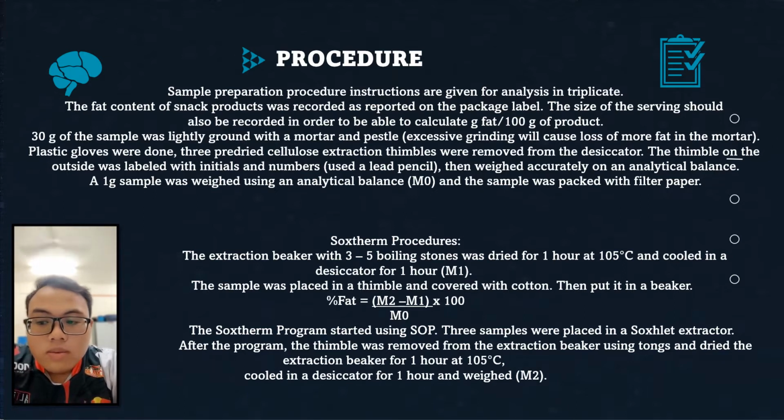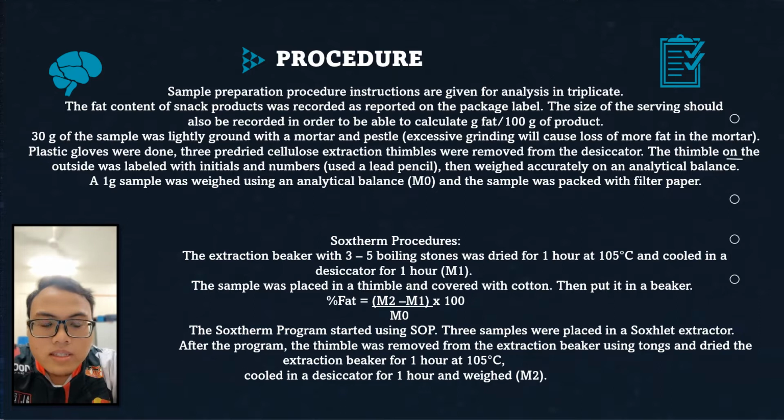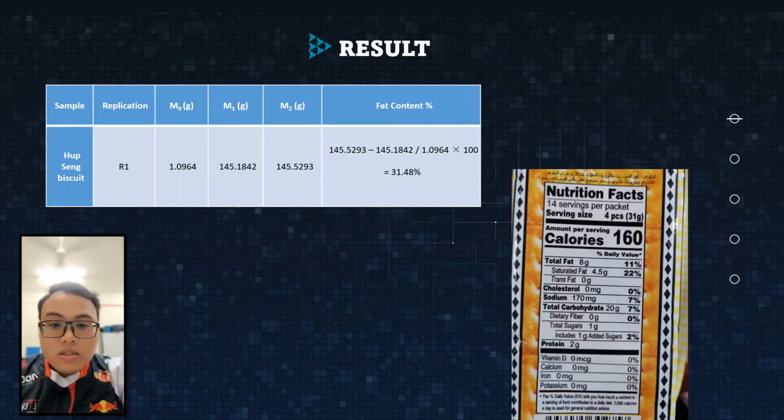The short-term program started using the SOP. 3 samples were placed in a Soxhlet extractor. After the program, the thimble was removed from the extraction beaker using tongs, and the extraction beaker was dried for 1 hour at 105 degrees Celsius, cooled in the desiccator for 1 hour and weighed, M2. So the next is about the result.